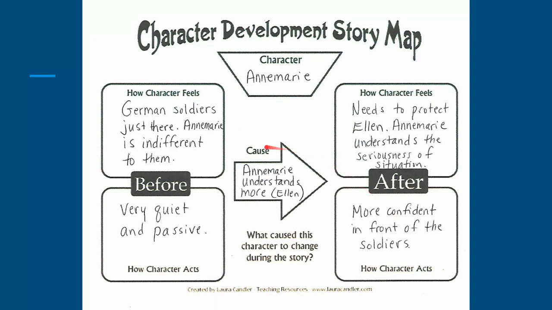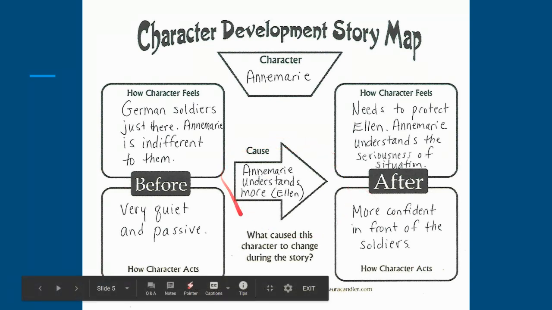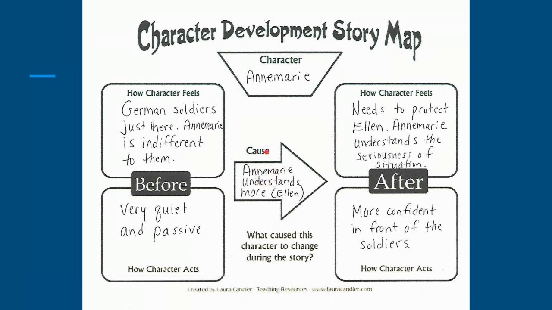So this is an organizer that might help you out. And what I thought caused all this is Anna Marie just understands more about why the German soldiers are there. And she knows a lot of that because of Ellen and Ellen's family, the Rosens. So I think this is a really neat organizer to help you track how characters change throughout a story.